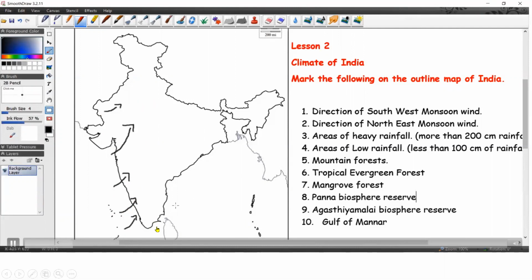And the other branch blows through the Bay of Bengal. So this is the Bay of Bengal branch of the southwest monsoon. This branch enters northeast India and the northern plains. Here the funnel shape of the Purvanchal mountain ranges makes these winds change their direction, turning towards the west from the east. So this is how to mark the direction of the southwest monsoon wind. Number one, Arabian Sea branch and Bay of Bengal branch.